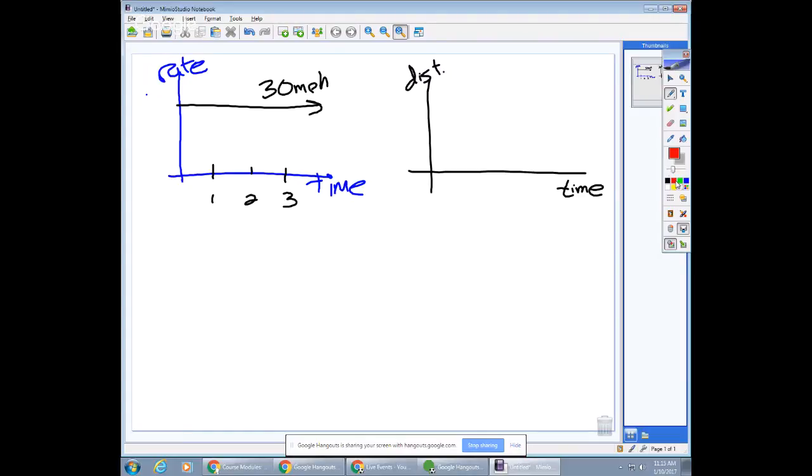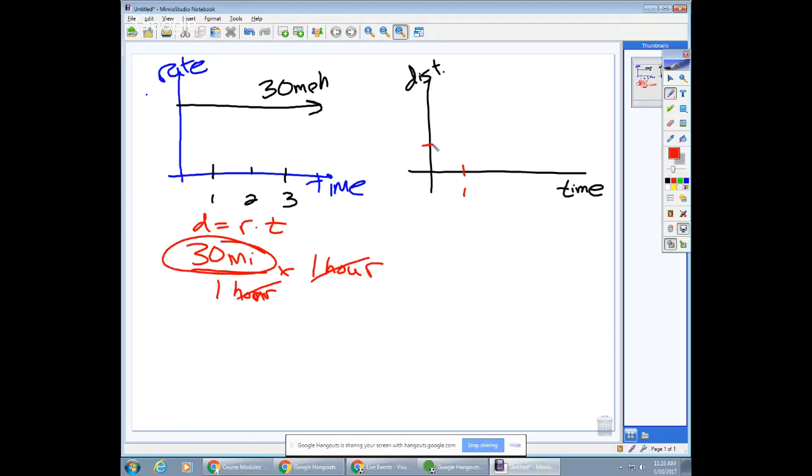Okay, so consider after 1 hour. We'll have 30 miles per 1 hour. And we know that distance equals rate times time. So taking that rate times the 1 hour, the hours cancel, leaving us after 1 hour a distance of 30 miles. So 1 hour later, we have a distance of 30. So that puts us right there.